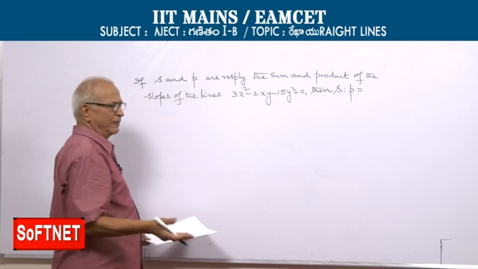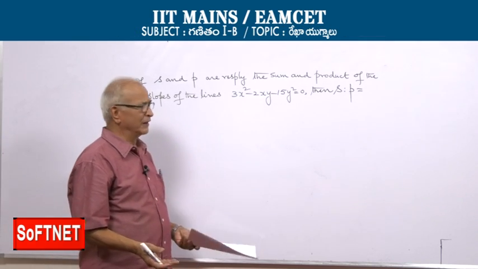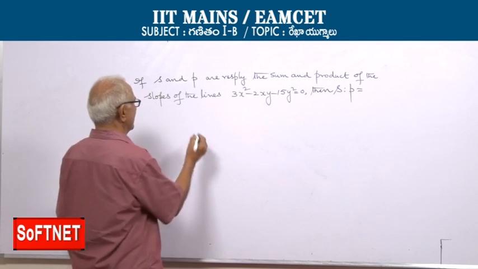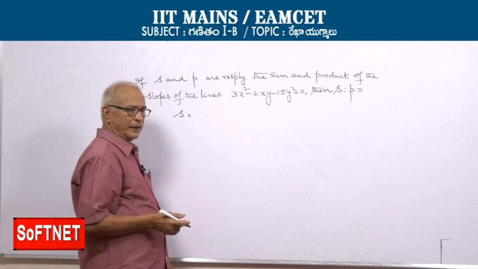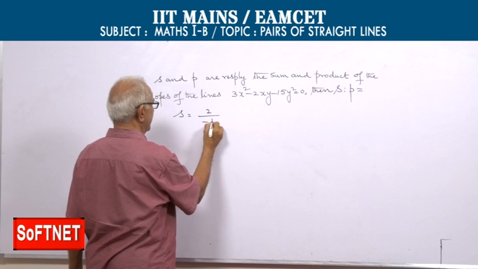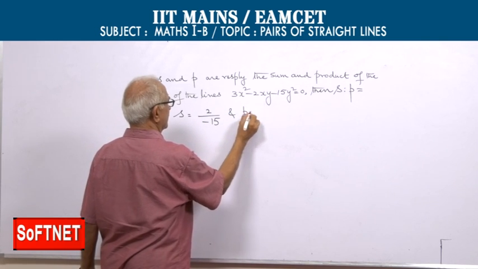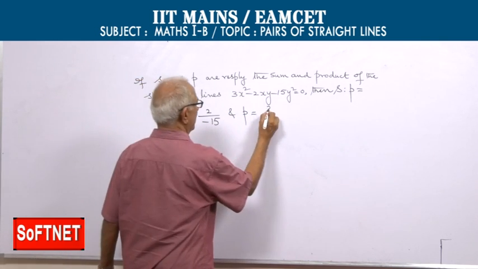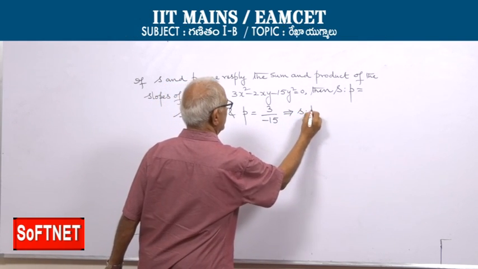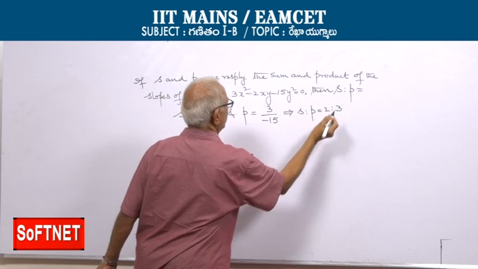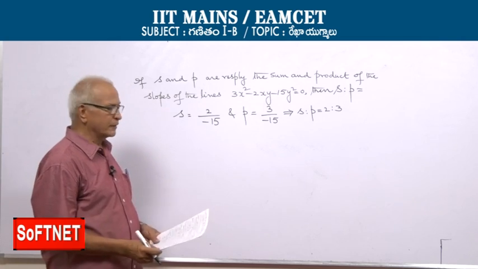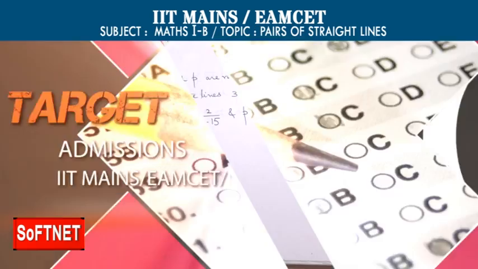Well, 4 options are given, but they don't help; we just have to compute the ratio. So no need to write the options 1, 2, 3, 4. So sum and product: small s is minus 2h by b. Minus 2h is plus 2, by b is minus 15, and product a by b is 3 by minus 15. So this clearly gives you the ratio between s and p as 2:3. Ratio between 2 by minus 15 and 3 by minus 15 is the same as the ratio 2:3.